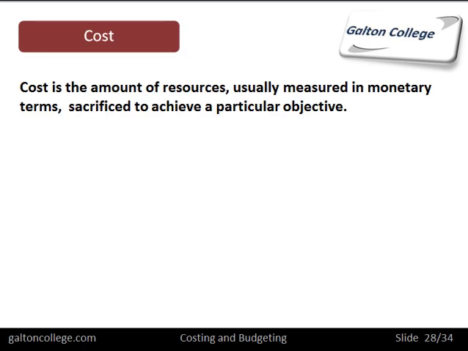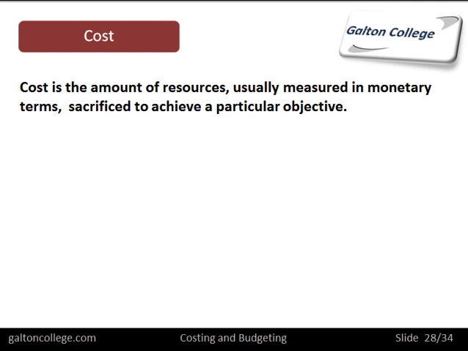Let's look at costs. Cost is the amount of resources, usually measured in monetary terms, sacrificed to achieve a particular objective. Now, in terms of economics, this is sometimes known as an opportunity cost, because if the money is spent on, let's say, raw materials, perhaps that money could have been spent better someplace else. Was it necessary to hold that level of raw material? Or could the money have been moved to an alternative which would generate a higher rate of return? So there's a balancing act in play.